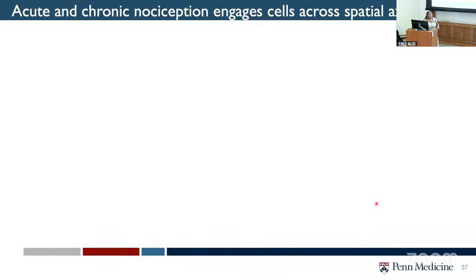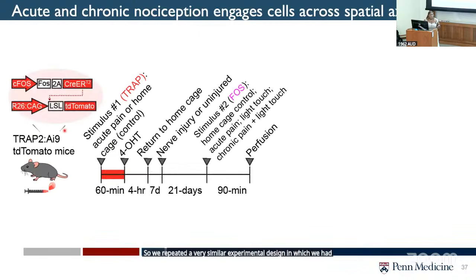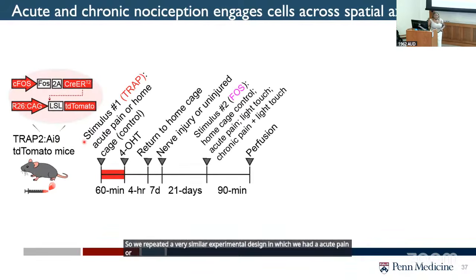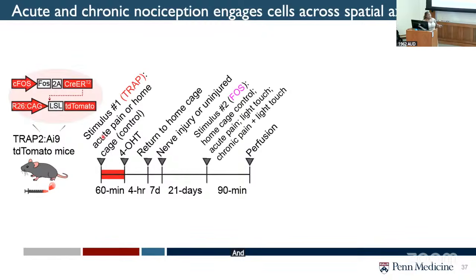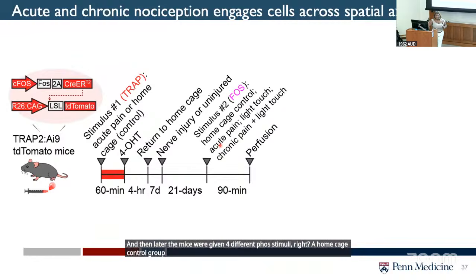So we repeated a very similar experimental design in which we had an acute pain TRAP mouse. This one is going to express tdTomato in pain-active neurons. And we have our acute pain TRAP group, as well as a home cage TRAP group. And then later, the mice were given 4 different FOS stimuli, right? A home cage control group, an acute pain group, this time a light touch group, and then a chronic pain plus light touch group.